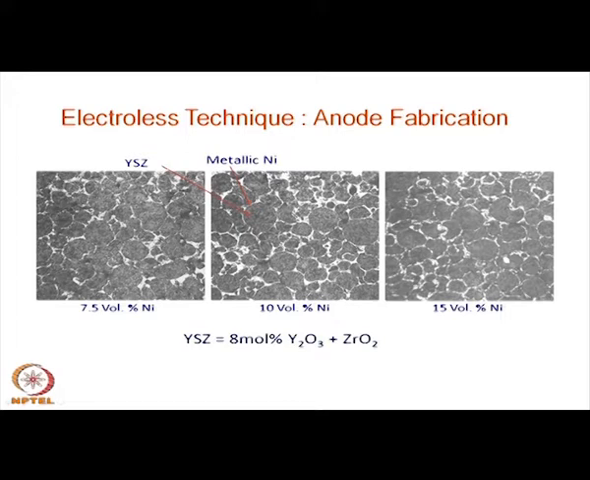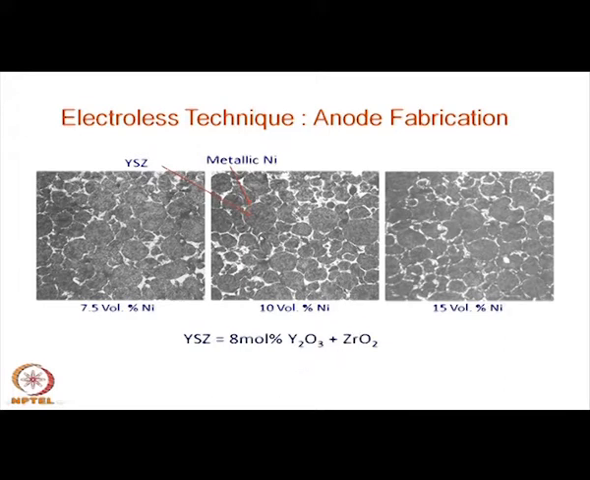These are different volume percentages of nickel, and as the volume percent increases, thicker and thicker layers are formed. In 15 volume percent you can see much more vivid grain boundary phases, and they are all forming a continuous network. And YSZ is the usual electrolyte material, that is 8% Y2O3 in ZrO2.